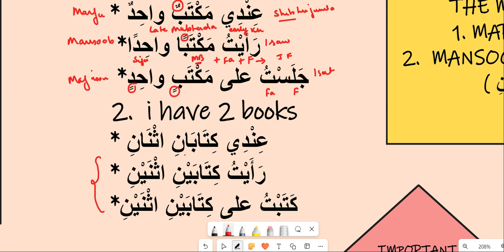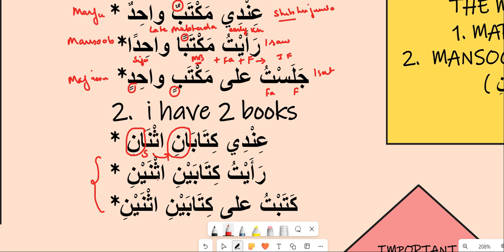In marfu case, you can see the letters alif and noon. This tells you that this noun kitab is in musanna marfu. The marfu position is shown by the letters and not by the harakas. So what are those letters? Alif and noon. And similarly, this is the sifa following the noun, so it will also be in dual, showing the marfu case by alif and noon.